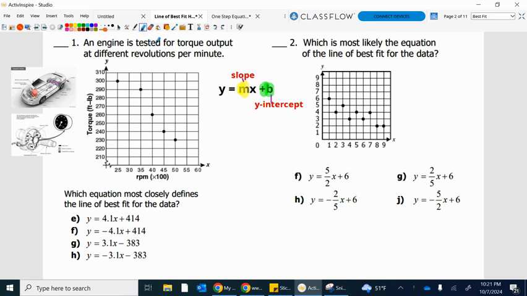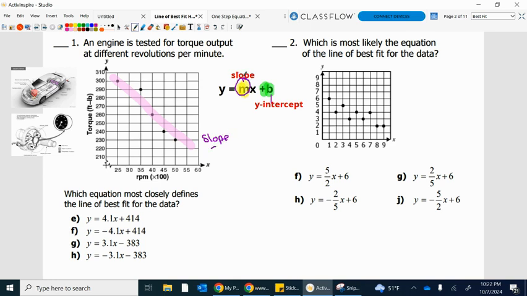An engine is tested for torque output at different revolutions per minute. We don't need to know what that means, something to do with a car engine. We can still figure out the question. So we're trying to find which of these equations fits this graph. So we're going to start by drawing a line more or less through the points. The first thing we notice is that it is decreasing, so we know that our slope needs to be negative.